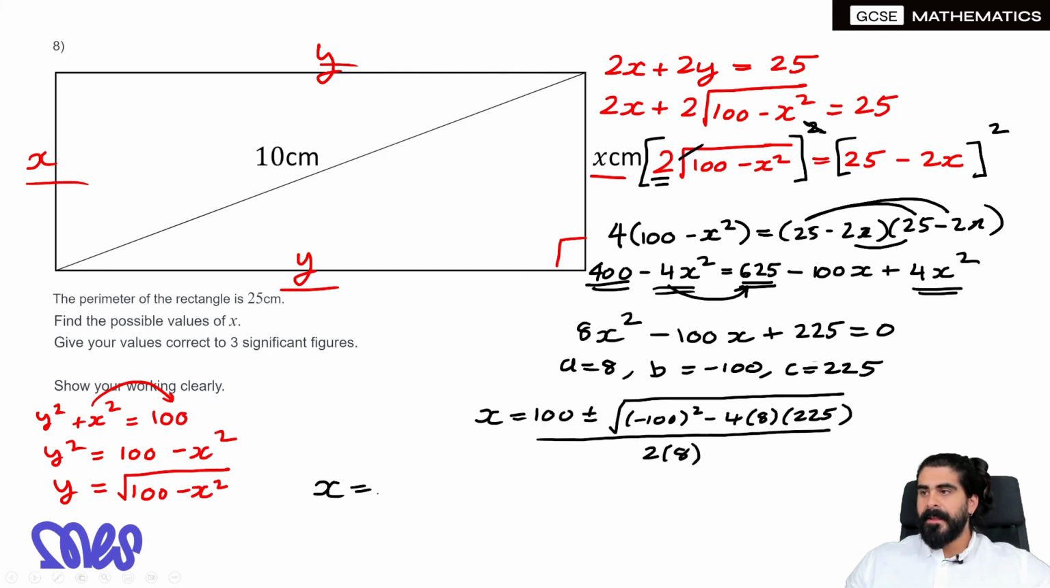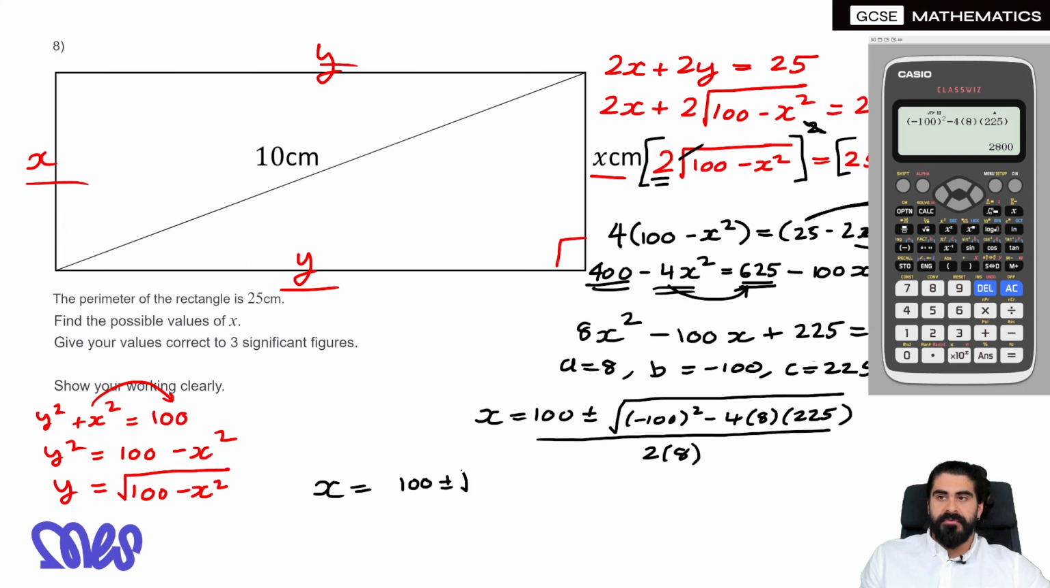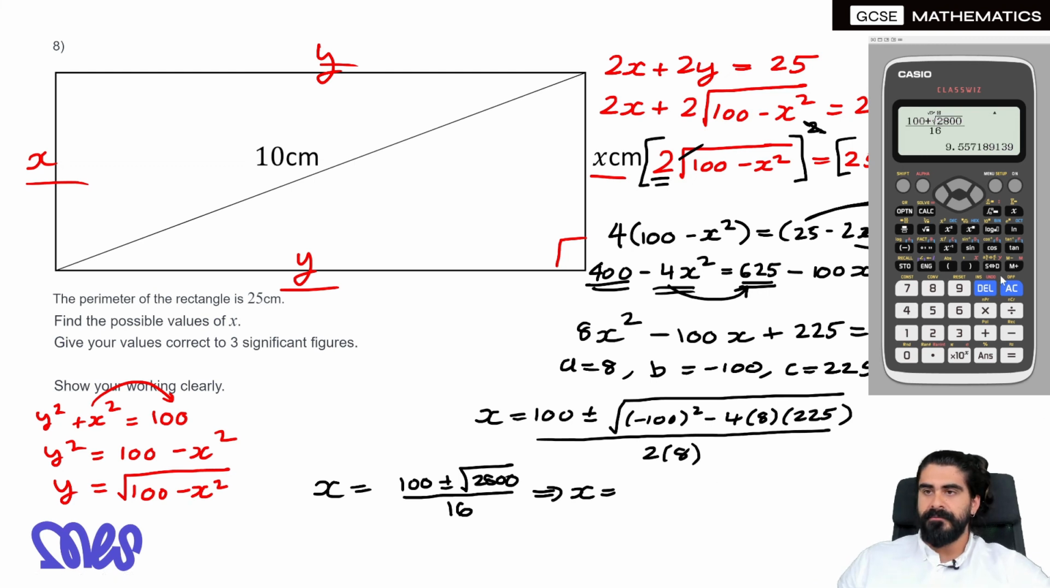Now remember, in our calculator, we must type in the root bit first. So we have 2800 there. So we've got 100 plus or minus root 2800 all over 2 times 8 is 16. So now we could type it all in. And they want it to 3SF, so 9.56. Yeah, so the 3 most important numbers.